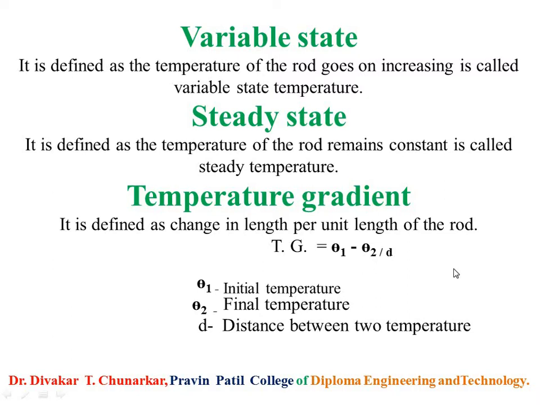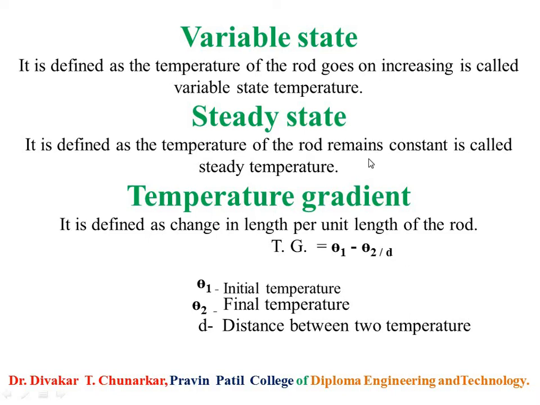First, variable state and steady state; this depends on conduction. Variable state temperature is defined as the temperature of the rod going on increasing. Then steady state temperature is defined as the temperature of the rod remaining constant, which is called steady state temperature.